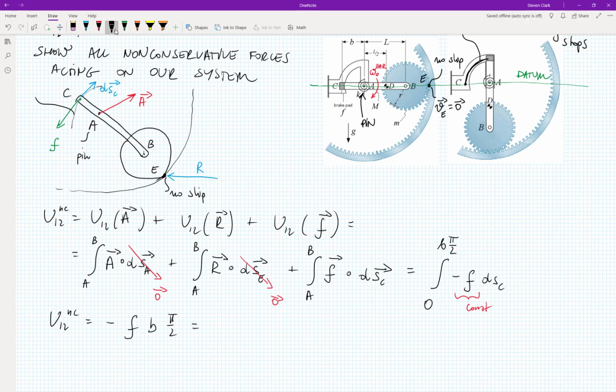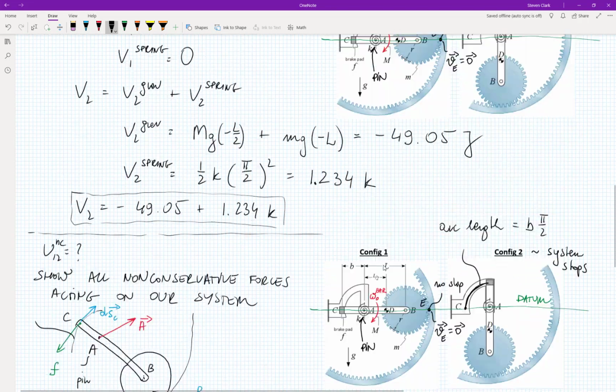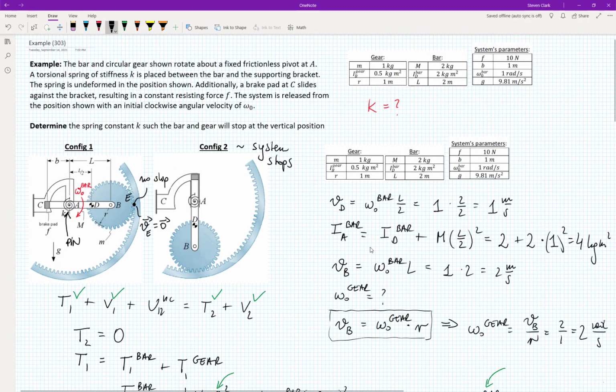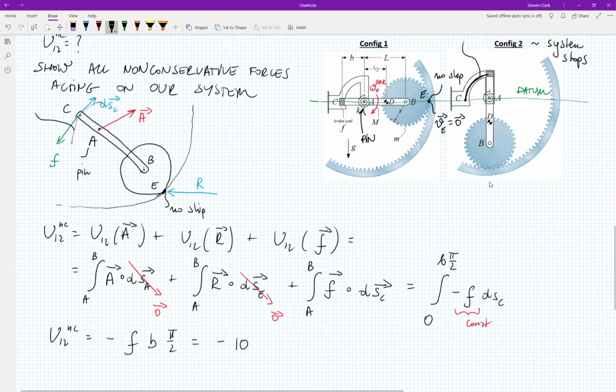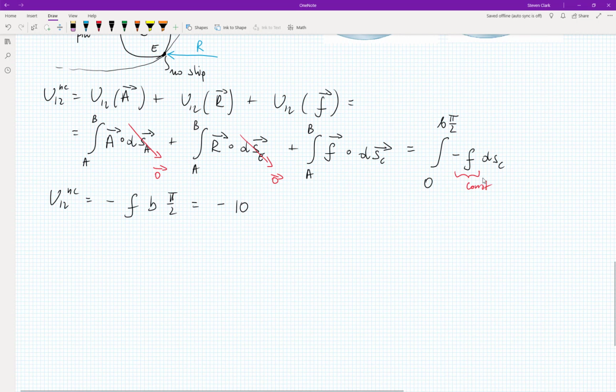Let's plug in values. It will be minus 10. I forgot what b was. Let me scroll up the board. What was b? 1 meter. b is 1 meter. 10 times 1 times pi over 2. So this is exactly minus 5 pi joules.